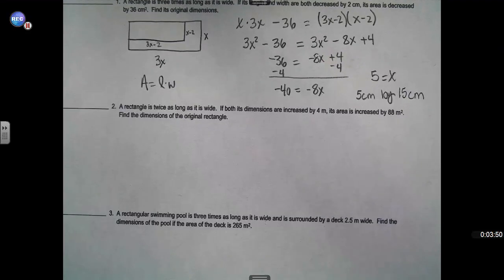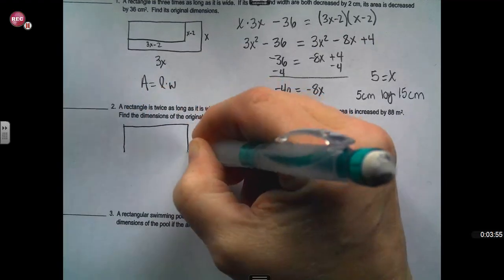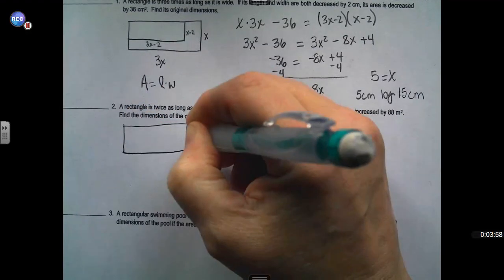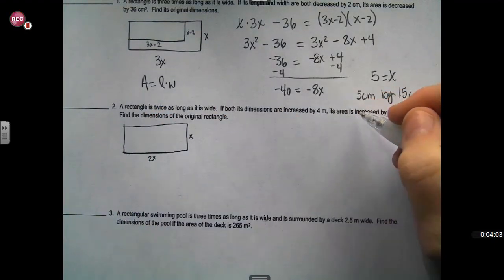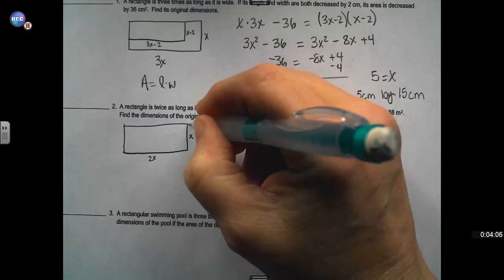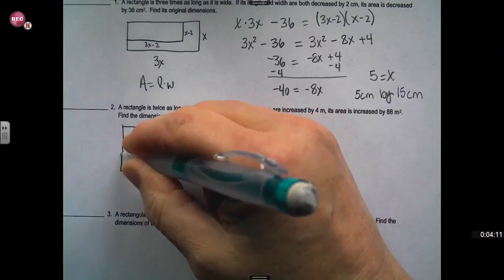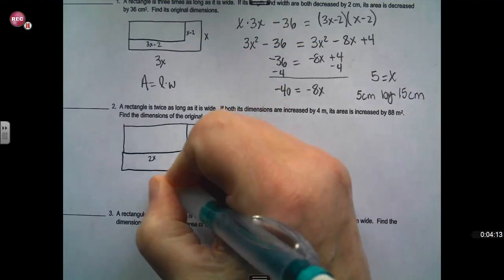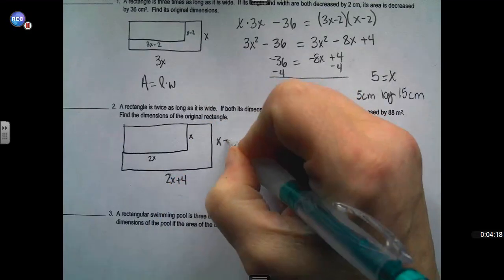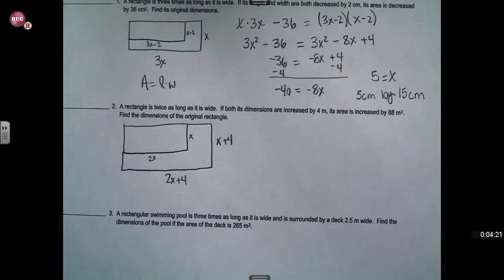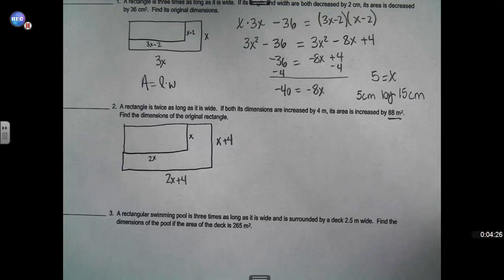Next problem, a rectangle is twice as long as it is wide. So again, this would be x, and this would be 2x. And both of the dimensions are increased by 4. So we're going to increase that length by 4 and that width by 4. So that means this new length here is going to be 2x plus 4, and the new width will be x plus 4. Then the area is increased by 88 square meters.